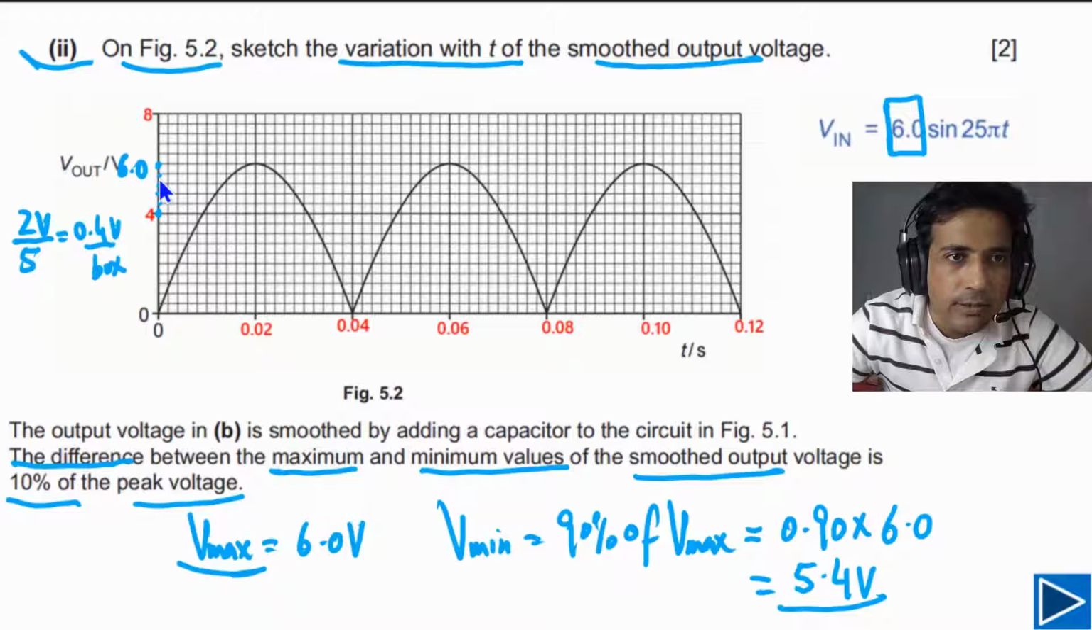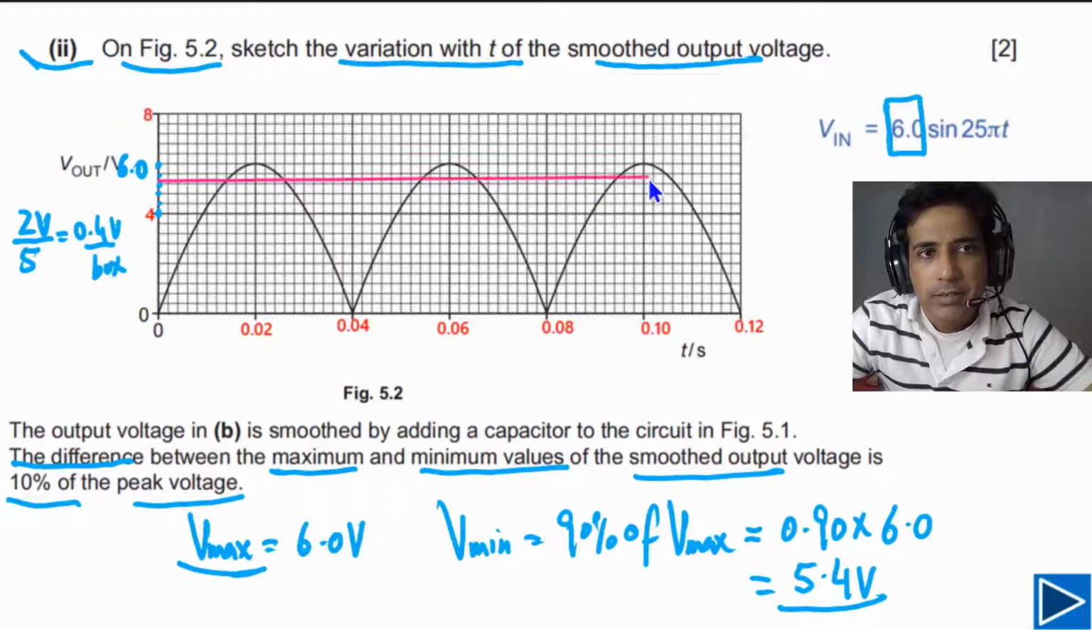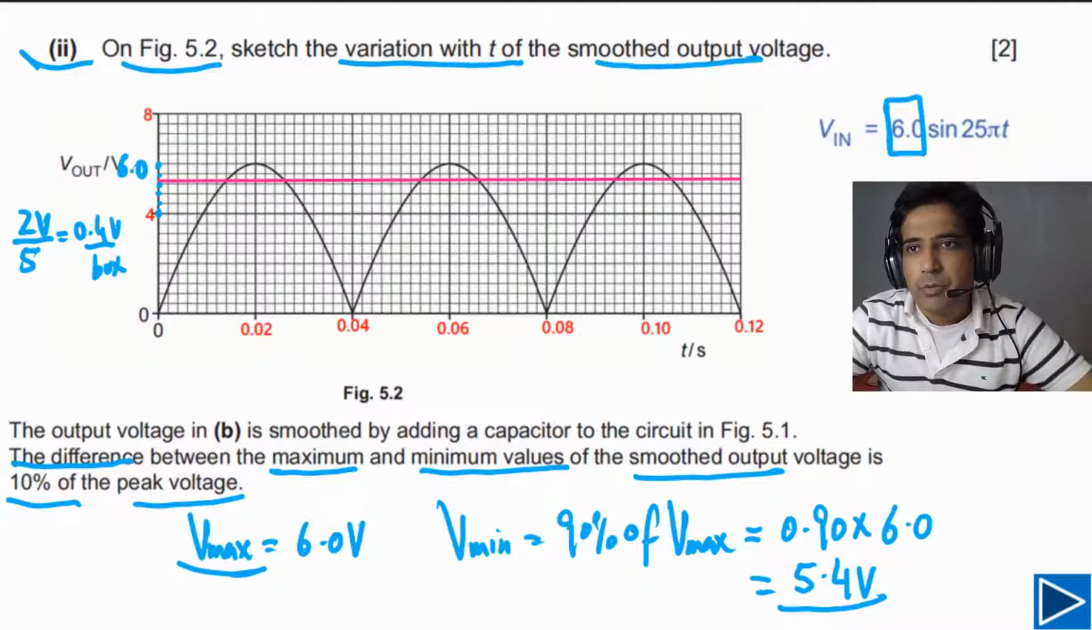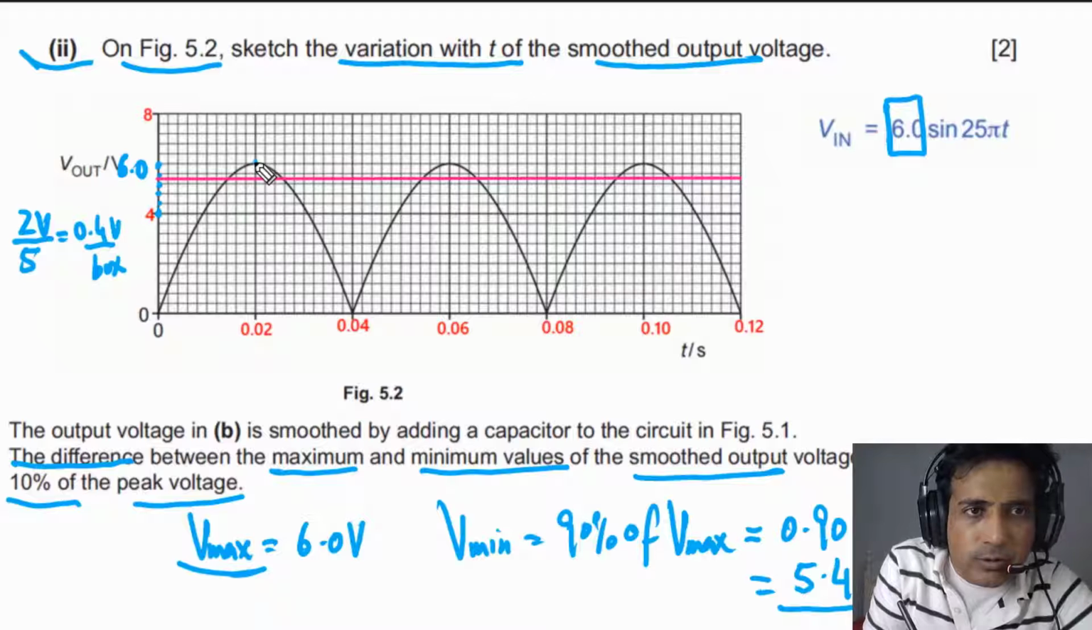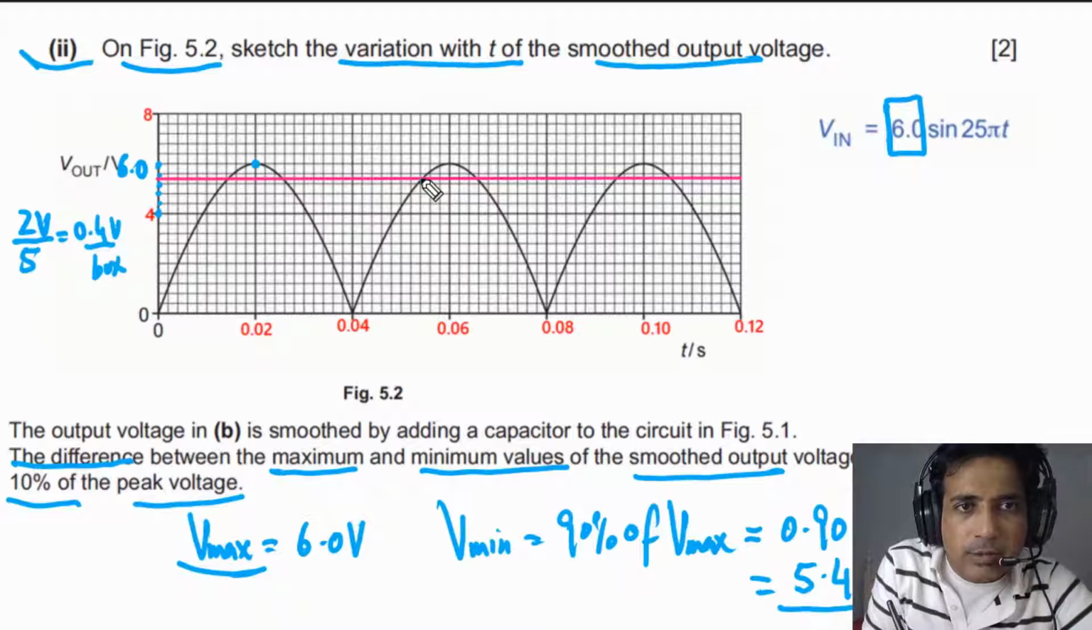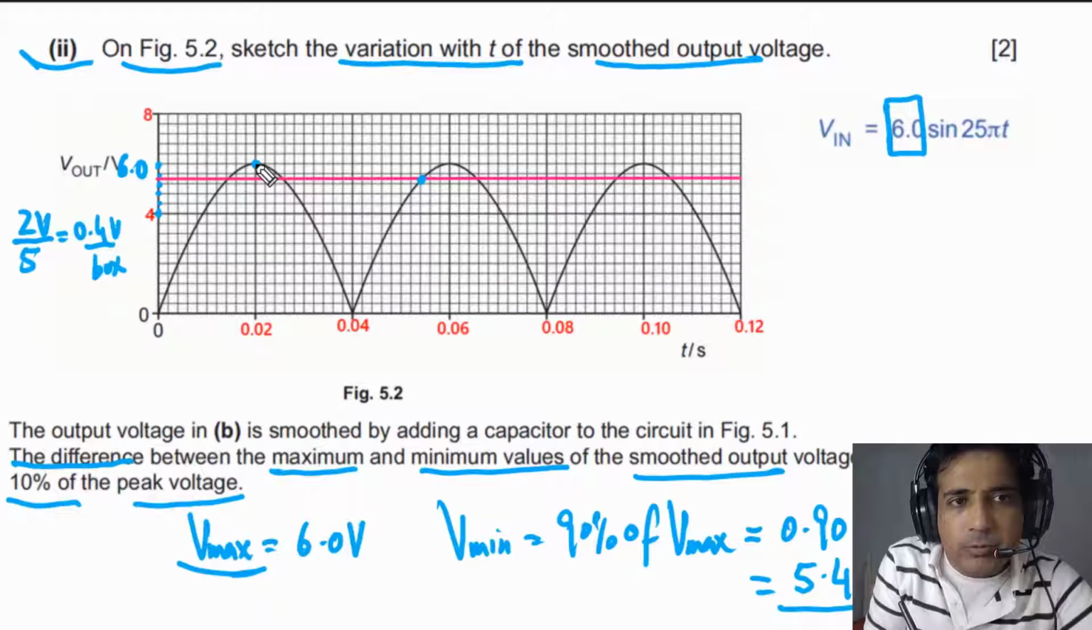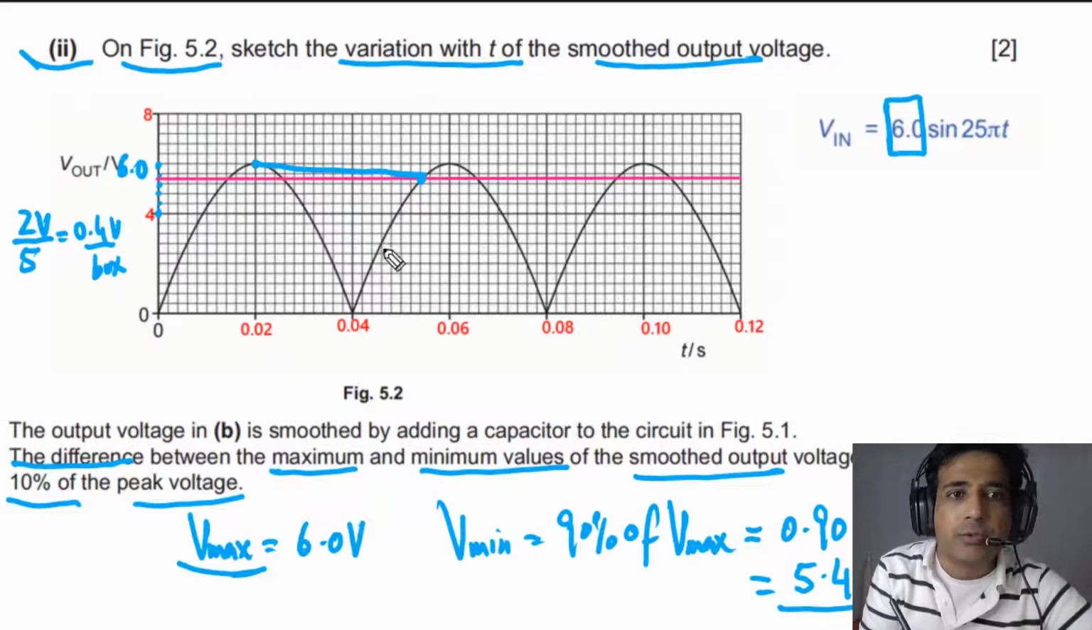So the line we need to draw is between 5.2 and 5.6. So this is how we can draw the line. Our minimum voltage should not be lower than this one. Maximum voltage across the load resistor is 6, and minimum voltage across the load resistor is 5.4. Now simply we need to connect these 2 points using a curve. So this is how you can connect using a curve.